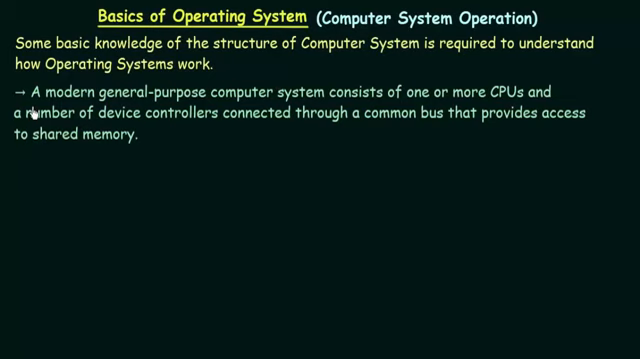So here it says, a modern general purpose computer system consists of one or more CPUs and a number of device controllers connected through a common bus that provides access to shared memory. So don't worry about this definition, it will become clear as I show you a diagram related to this, and we will see what this actually means.